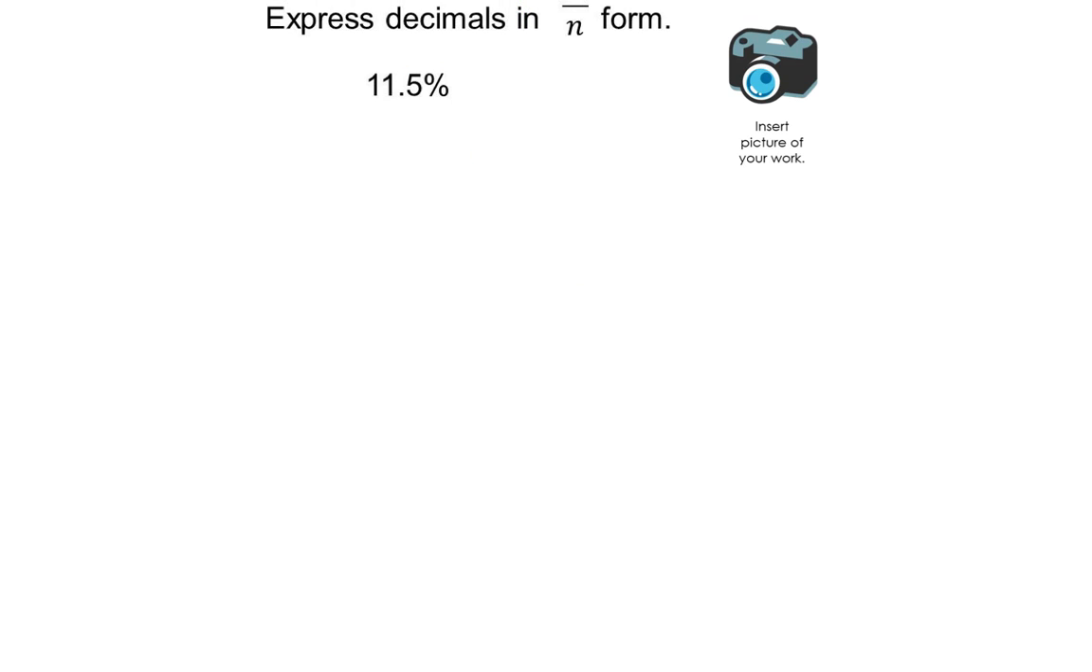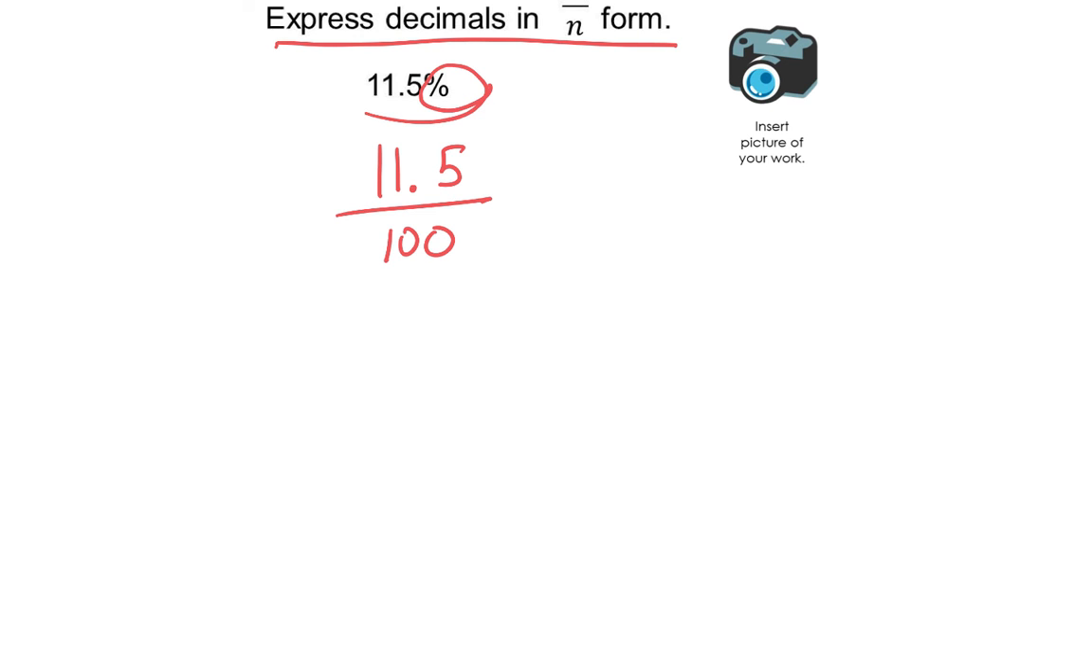All right, so express it in m over n form, but this is a percent. So to write it as a percent, we put it over 100. Okay, but here's a problem. You cannot have a decimal in a fraction. So what do we have to do to get rid of the decimal? Multiply it by 10, but what you do to the numerator, you have to do to the denominator. So 11.5 times 10 is 115, so that means your denominator is 1,000.